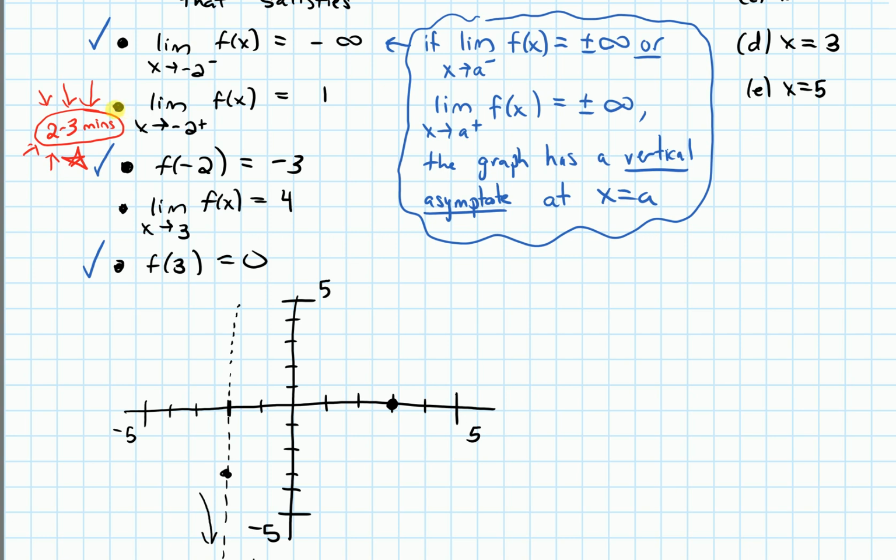So the next limit is the limit as x approaches -2 from the right-hand side needs to be 1. Okay, so as x gets close to -2 from the right-hand side, the y values need to be getting close to 1. So I'm just going to start to draw a graph where the y values seem to be getting really, really close to 1. Here's where 1 is. Can I put a closed circle here?